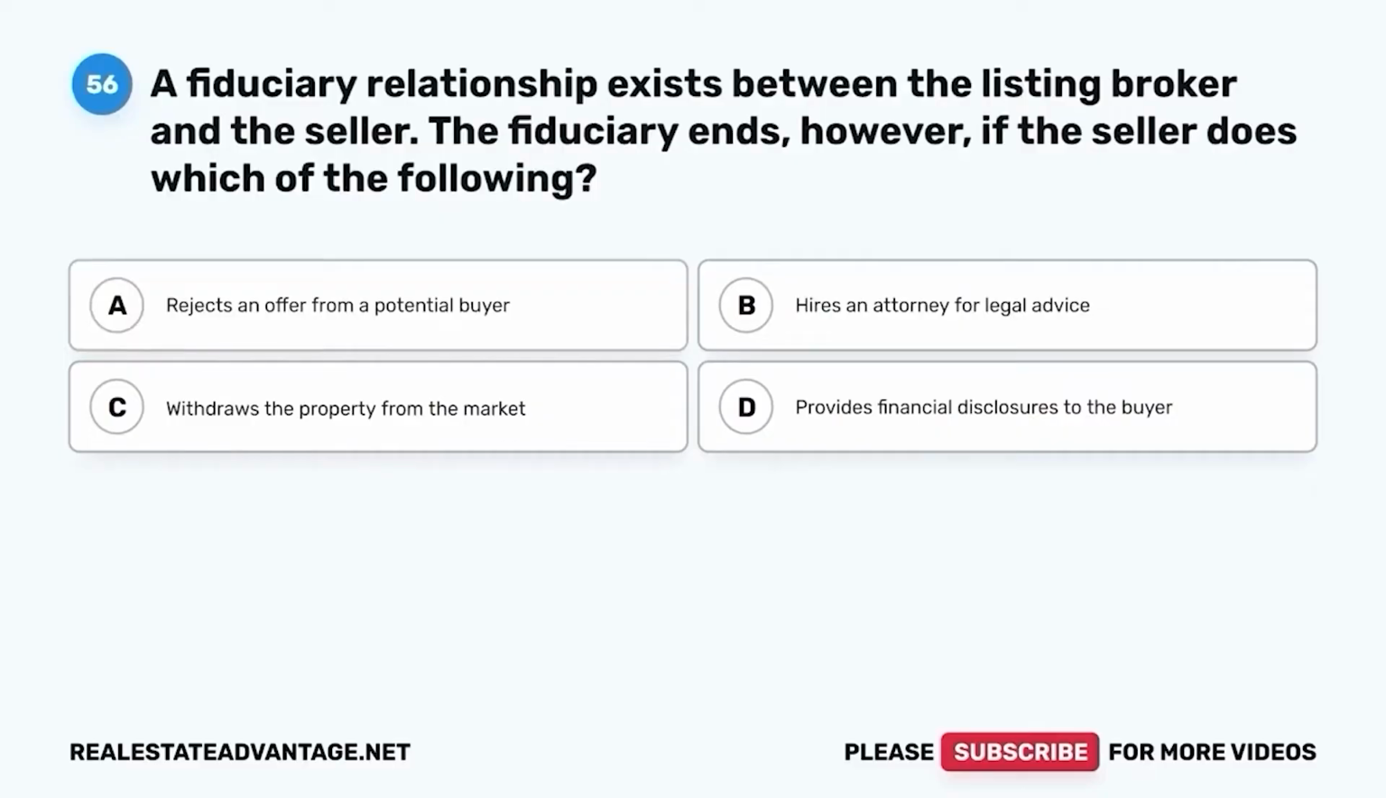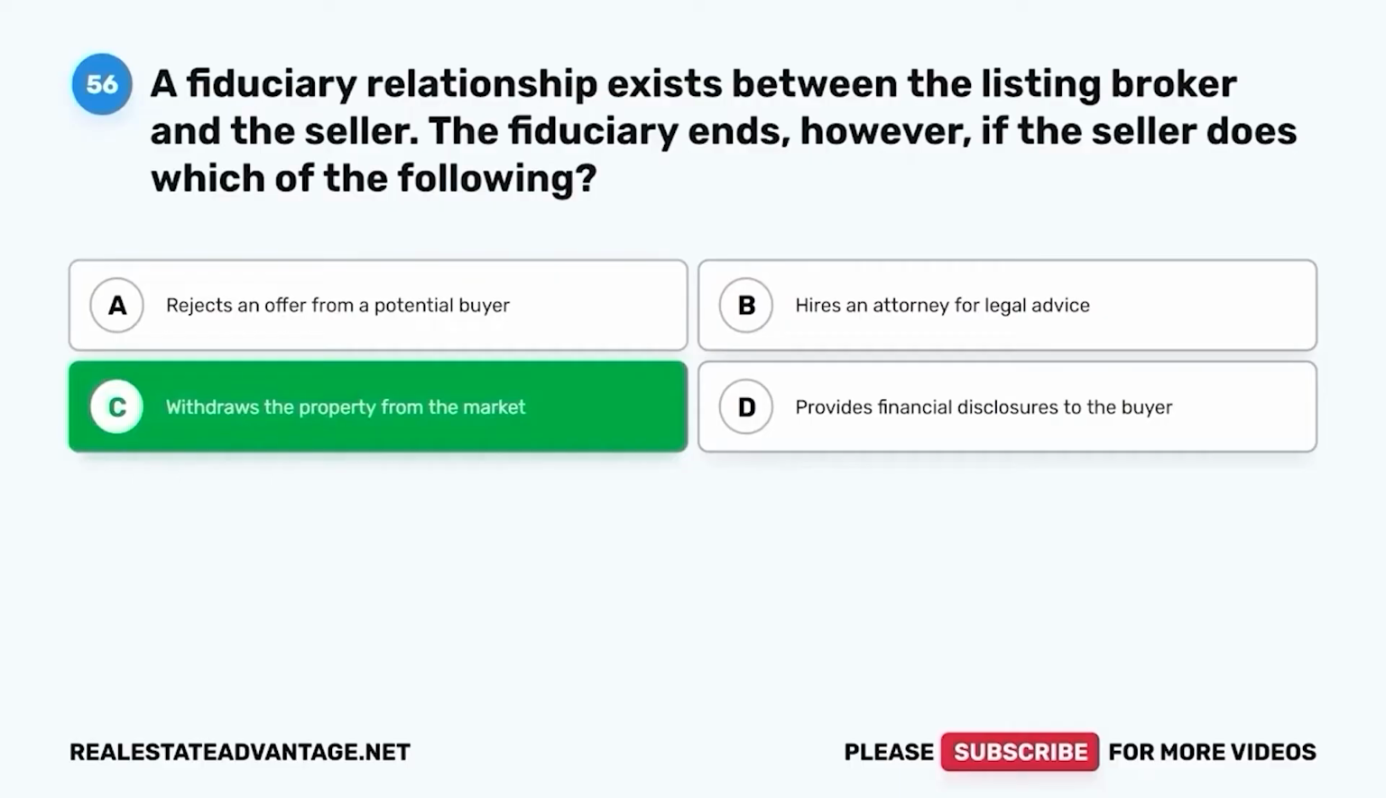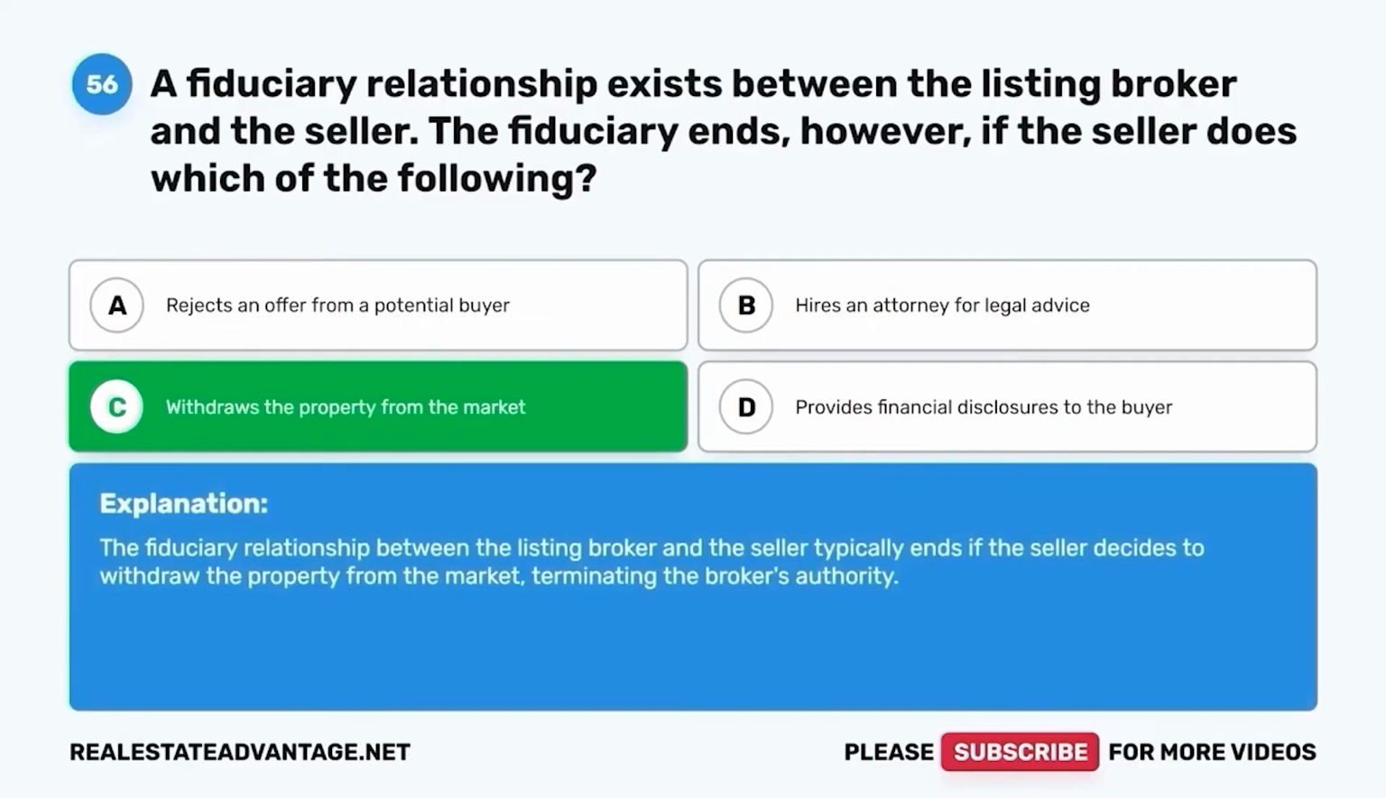Question 56. A fiduciary relationship exists between the listing broker and the seller. The fiduciary ends, however, if the seller does which of the following? A. rejects an offer from a potential buyer. B. hires an attorney for legal advice. C. withdraws the property from the market. D. provides financial disclosures to the buyer. The correct answer is C, withdraws the property from the market. The fiduciary relationship between the listing broker and the seller typically ends if the seller decides to withdraw the property from the market, terminating the broker's authority.